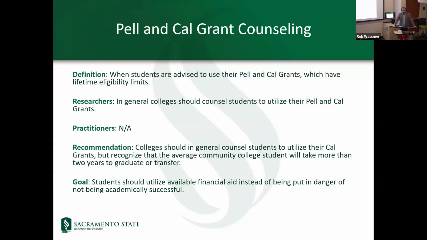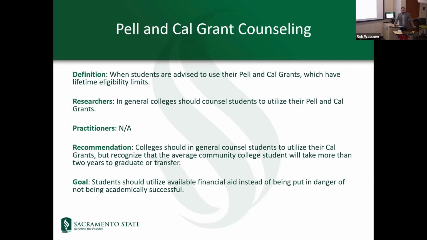Pell and Cal Grant counseling. There are lifetime eligibility limits for both Pell and Cal Grants. Pell is the main system of financial aid on the federal level, Cal Grants at the state level. Community college students do not get out, in general, in the designated 2-year window that we generally think of when it comes to a community college career. So it's important to consider when they use these grants, because they would probably want to use them when they transfer to a 4-year institution.